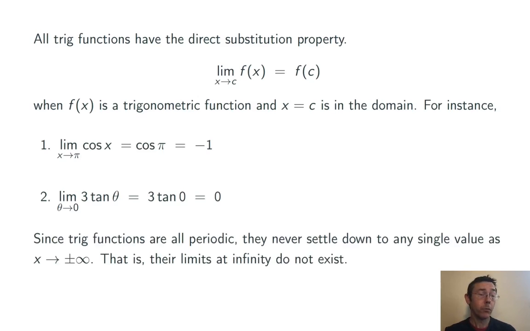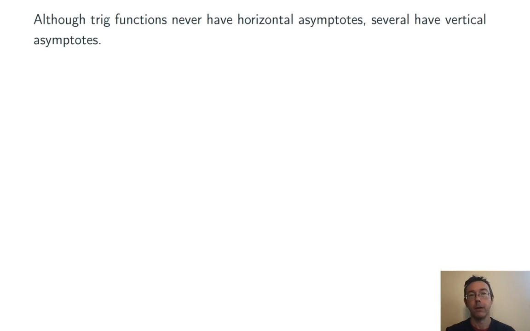All trig functions are periodic. They never settle down to any single value as x goes to positive or negative infinity. So they have no limit at positive or negative infinity. To say that slightly differently, no trig function has a graph with a horizontal asymptote. Some trig functions do have vertical asymptotes, however.